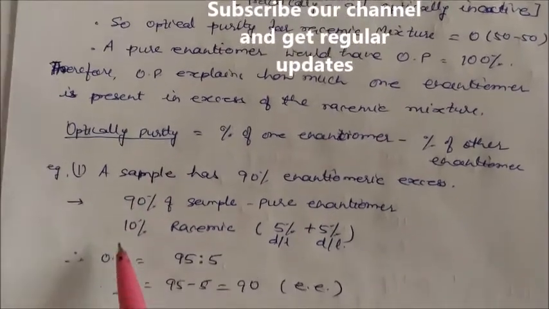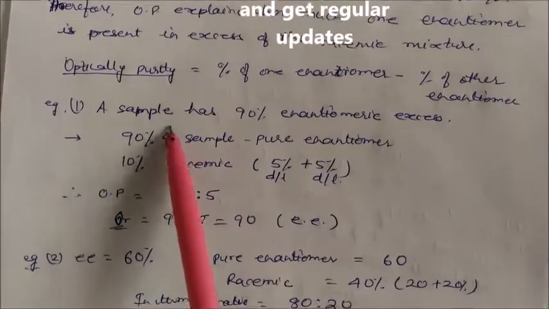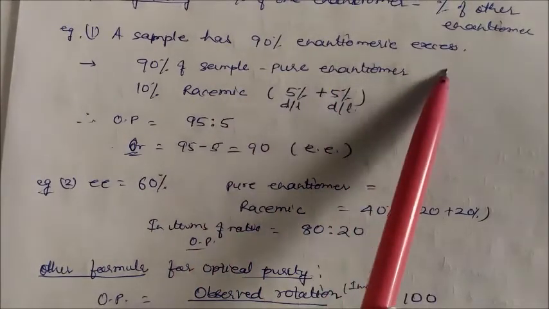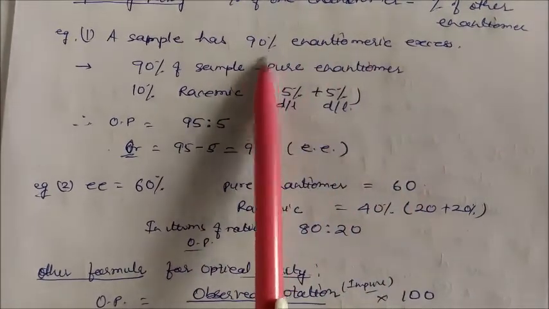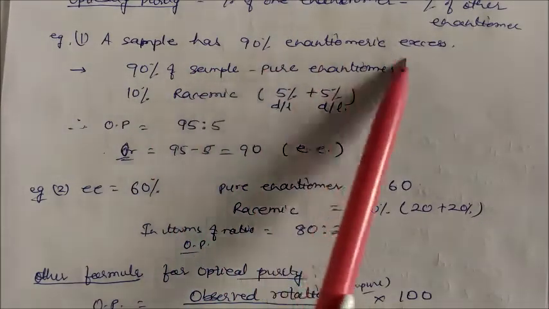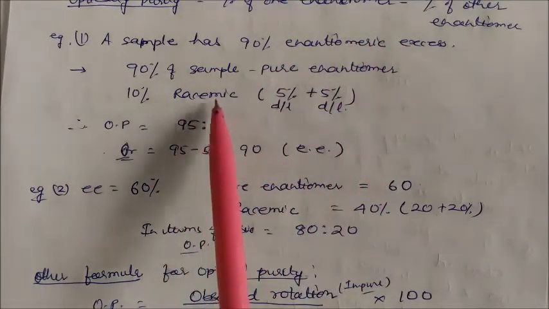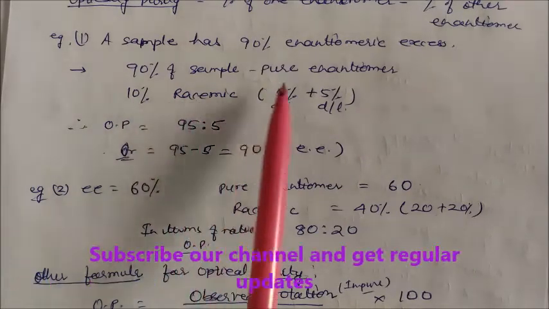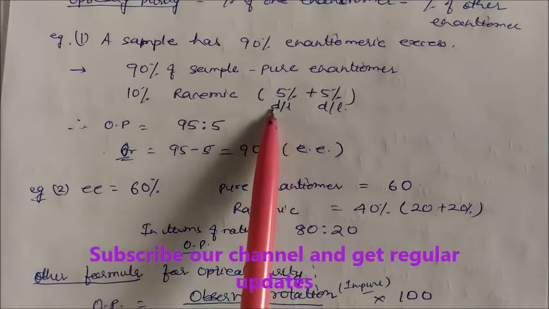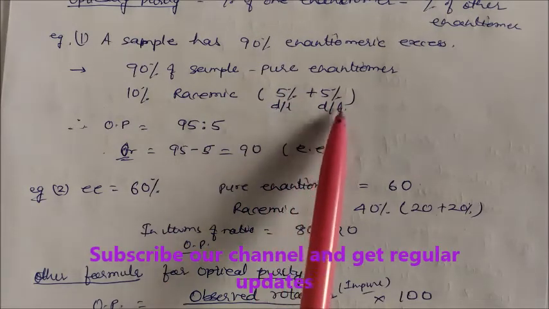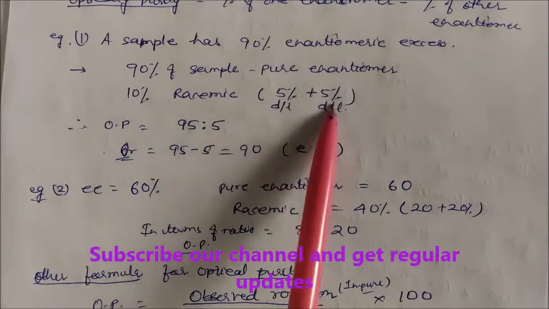Let's take one example. Suppose a sample has 90% enantiomeric excess. What is the meaning of 90%? 90% means 90% of the sample is pure enantiomer. Then what about the 10%? That 10% is actually a racemic mixture. A racemic mixture is an equal mixture, 1:1 ratio. So 5% will be D and 5% will be L, or 5% will be L and the other 5% will be D. So they are equal.